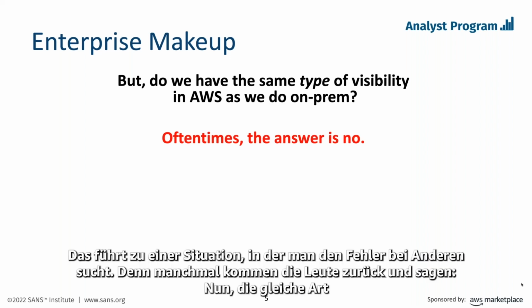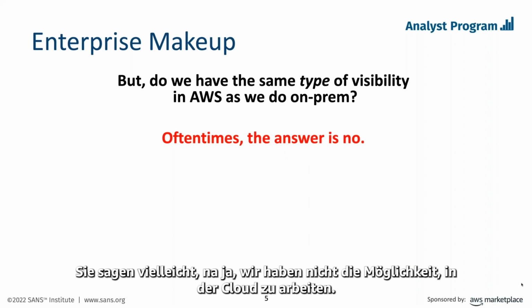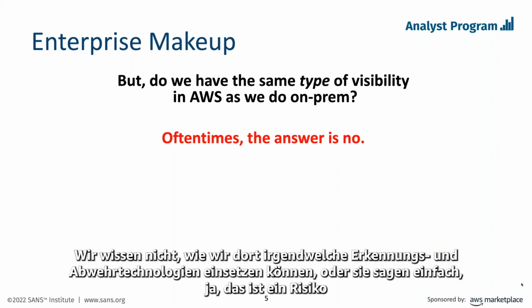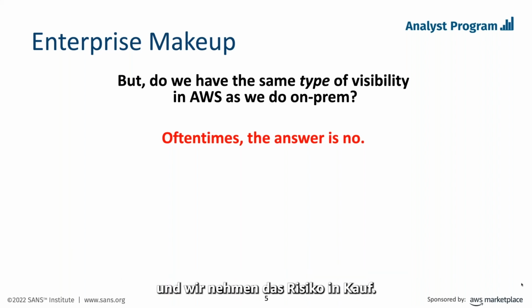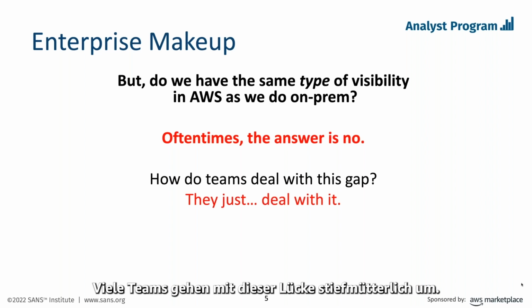Now, this creates a bit of a he said, she said, finger pointing situation, because sometimes folks will come back and say, well, the same type of telemetry is not available, therefore my visibility is less. They might say that we don't have the ability to deploy to the cloud. We don't understand how to put any sort of detection and response technologies there. Or they may just come back and say, yeah, that's a risk, and we accept that risk. And most of the time, that's what I see happen. A lot of teams deal with that gap by simply just dealing with it.